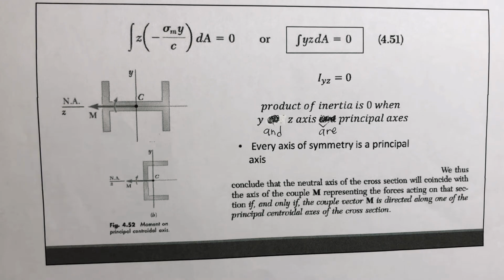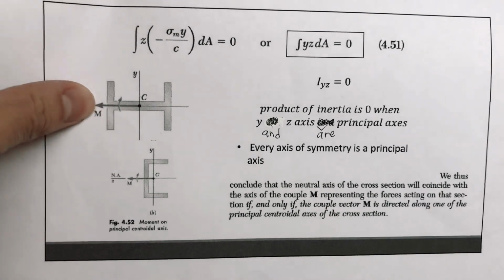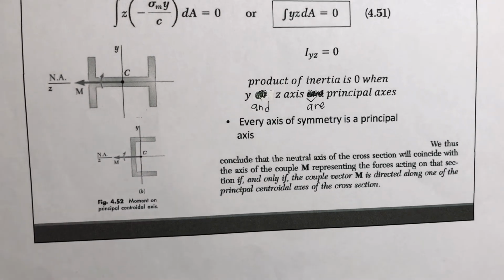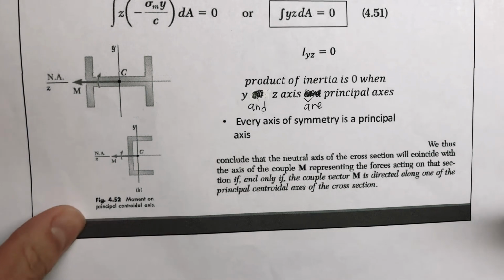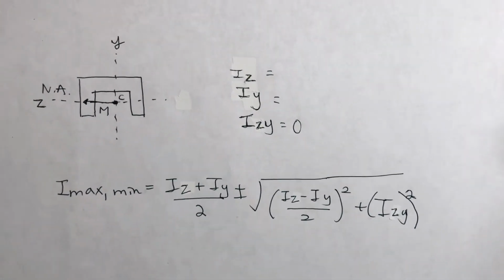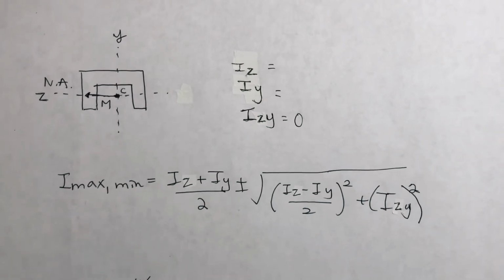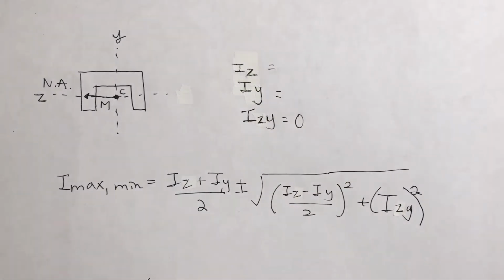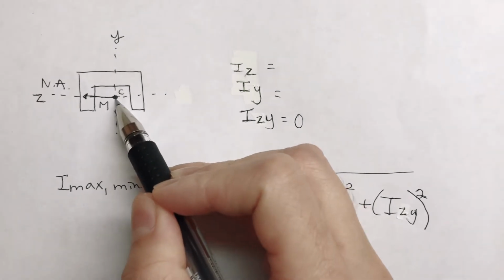Let's turn to slide 13. The principal centroidal axes, what is a principal centroidal axis? They're the axes that go through the centroid and have an orientation for which the moments of inertia attain their maximum and minimum values. Okay, so if these are the principal centroidal axes, the axes will go through the centroid.